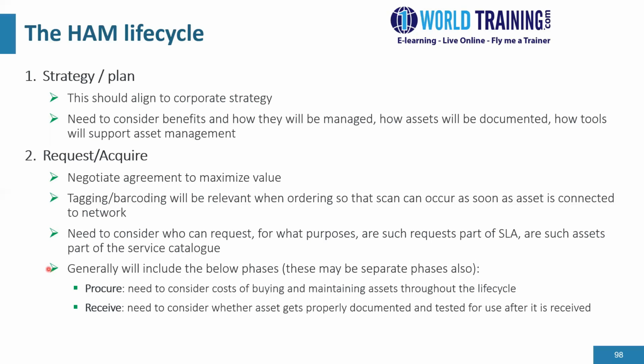Therefore, request or acquire will generally include the below phases, though some organizations may treat them as separate phases, such as procuring and receiving them. When procuring, it is important to consider the cost of buying and maintaining assets throughout the life cycle. And when receiving, need to consider whether the asset gets properly documented and tested for use after it is received.